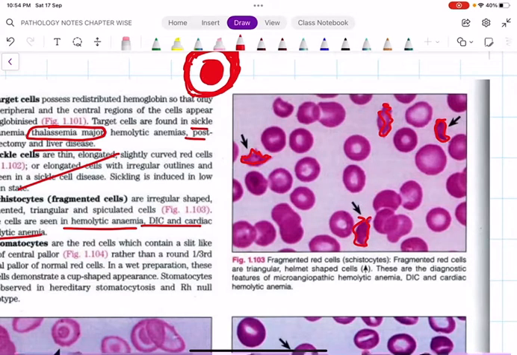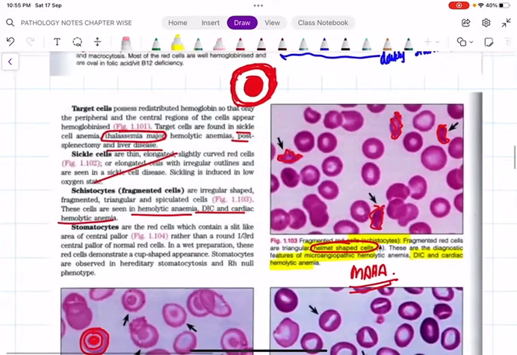It is also called helmet-shaped cells. And remember, I told you this is found in all hemolytic anemia. But in which condition are these schistocytes more specific? It is diagnostic. The answer should be MAHA. What is MAHA? Microangiopathic hemolytic anemia. We will discuss what is MAHA later. Then we can go for DIC and cardiac hemolytic anemia. All these are secondary options. For helmet-shaped cells or schistocytes, your first answer should be MAHA, microangiopathic hemolytic anemia.